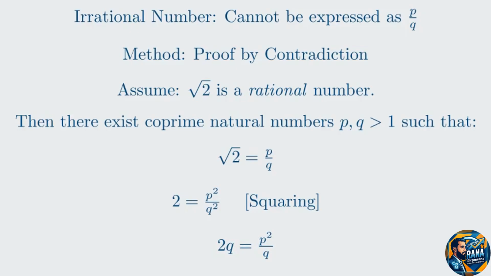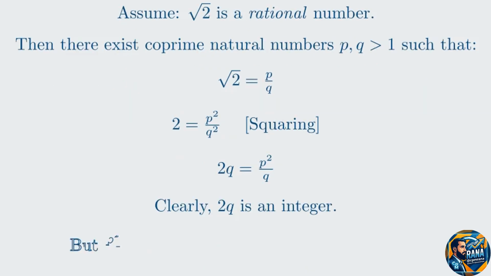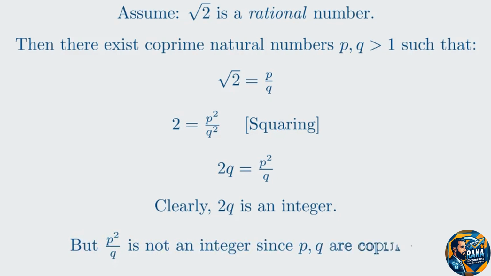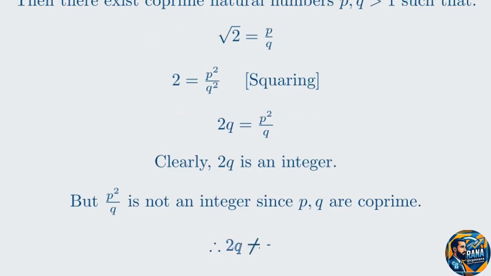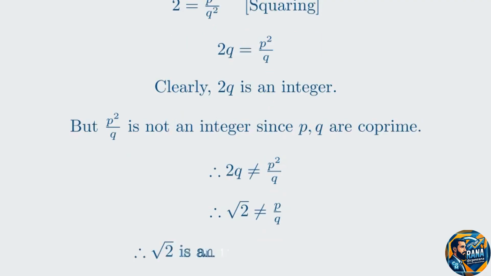Here is the contradiction. Clearly, 2q is an integer because q is a natural number. However, p squared over q is not an integer. This is because p and q are coprime, meaning they have no common factors other than 1. Therefore, 2q and p squared over q cannot be equal. This means the square root of 2 cannot be expressed as p over q. Thus, we have proven that the square root of 2 is an irrational number.